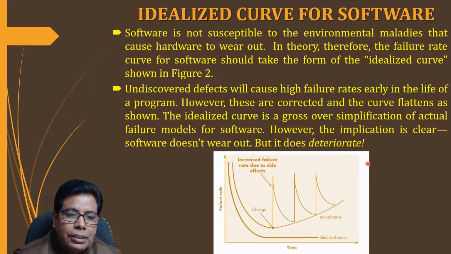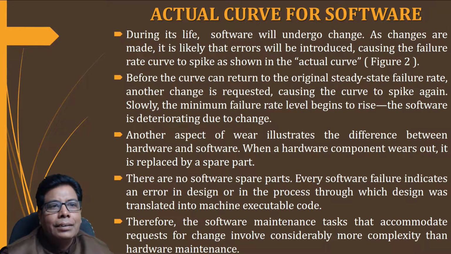Then these curves, these are the actual curves. Here again there will be a high failure rate, and whenever we make a change in the software, again we'll get a spike, an increased failure rate due to side effects. Again we have another change, again it will give a spike. This is the actual curve. Let us see the actual curve for software.